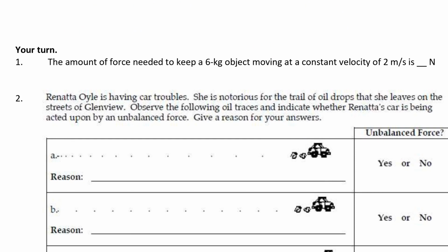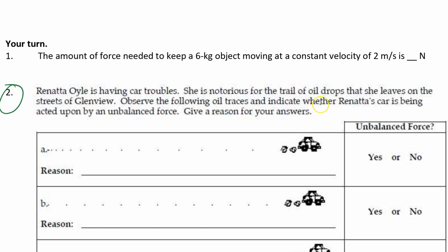Okay, so here's a your turn. I would like you to try this on your own, and maybe what I'll do is on a second video, you can click on it and find out what the answers are just to check your work. Tell you what, I'll start off number 2 for you here. It says Renata has run out of oil, or is having car problems. She's notorious for the trail of oil drops that she leaves on the streets of Glenview. Observe the following oil traces and indicate whether Renata's car is being acted upon by an unbalanced force. Give a reason for your answer.